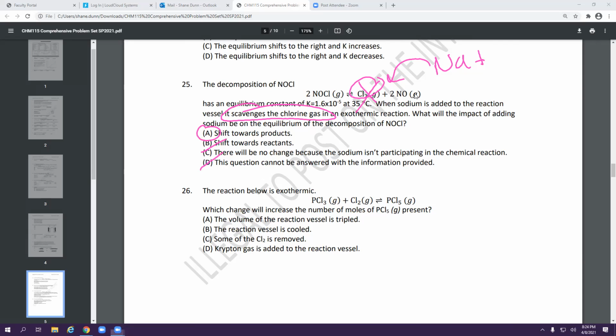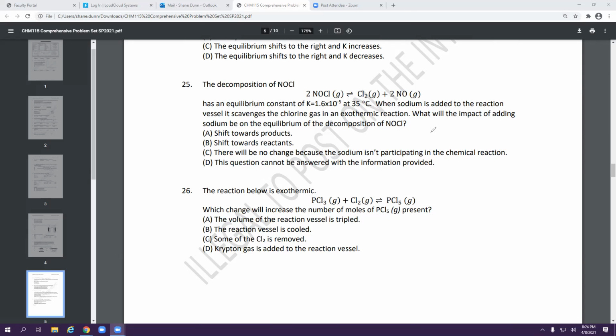How do you know to use Le Chatelier's principle? If you're ever messing with a chemical equation, you're going to use Le Chatelier's principle. Also, you look at the answers, and it will tell you. If you use the word shift or favor products and reactants, then you kind of know which one you're looking for.